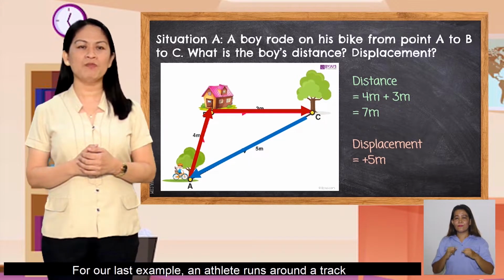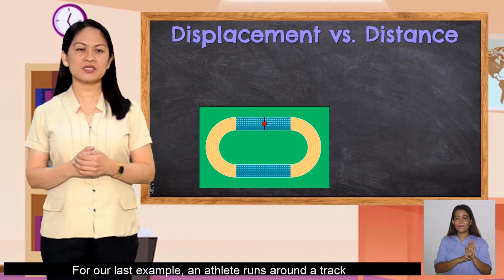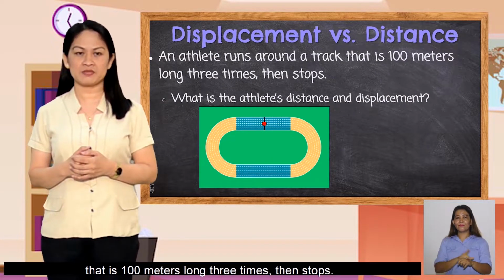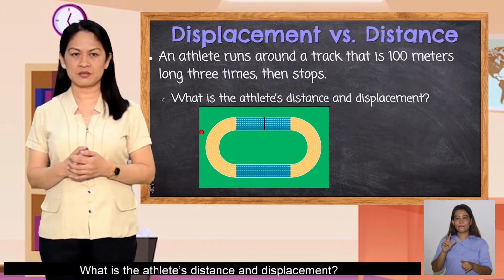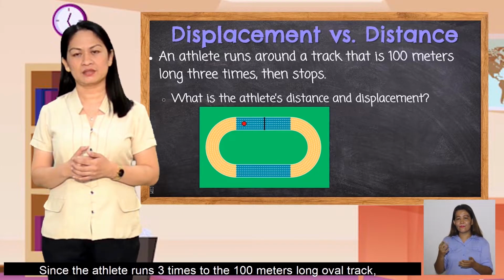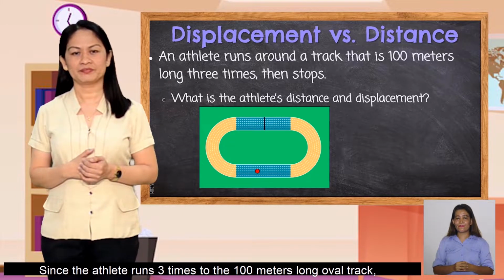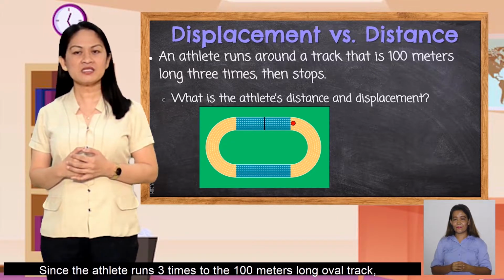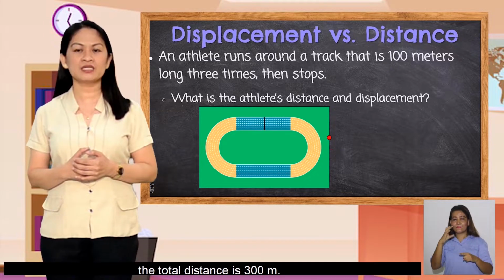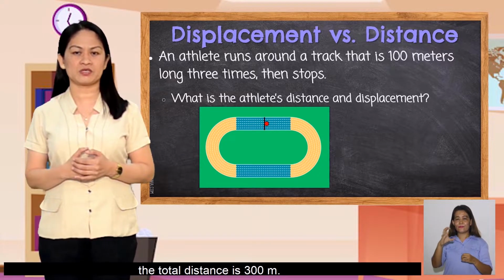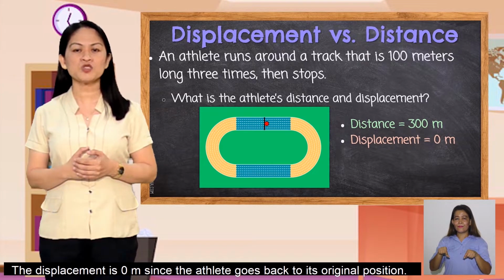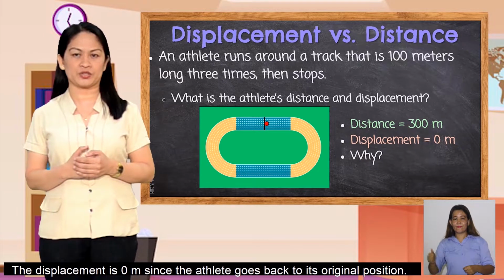For our last example, an athlete runs around a track that is 100 meters long 3 times, then stops. What is the athlete's distance and displacement? Since the athlete runs 3 times around the 100 meters long oval track, the total distance is 300 meters. The displacement is 0 meters, since the athlete goes back to his original position.